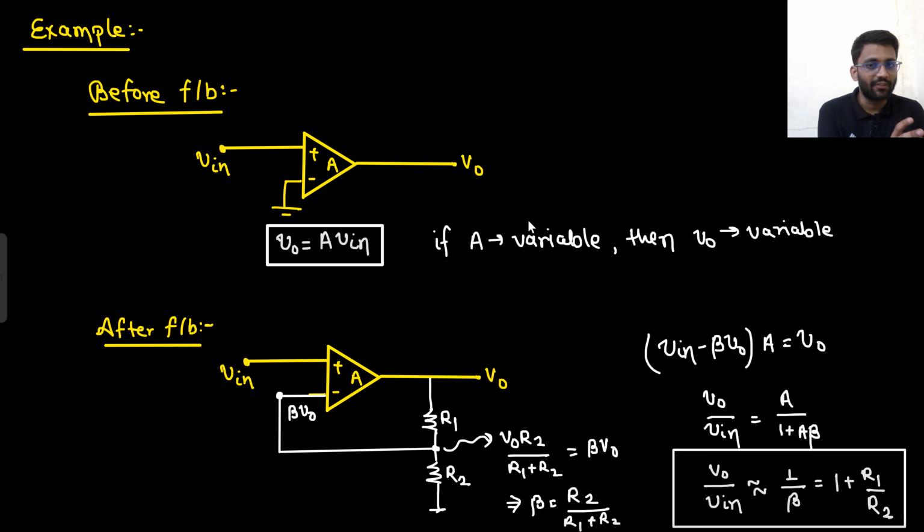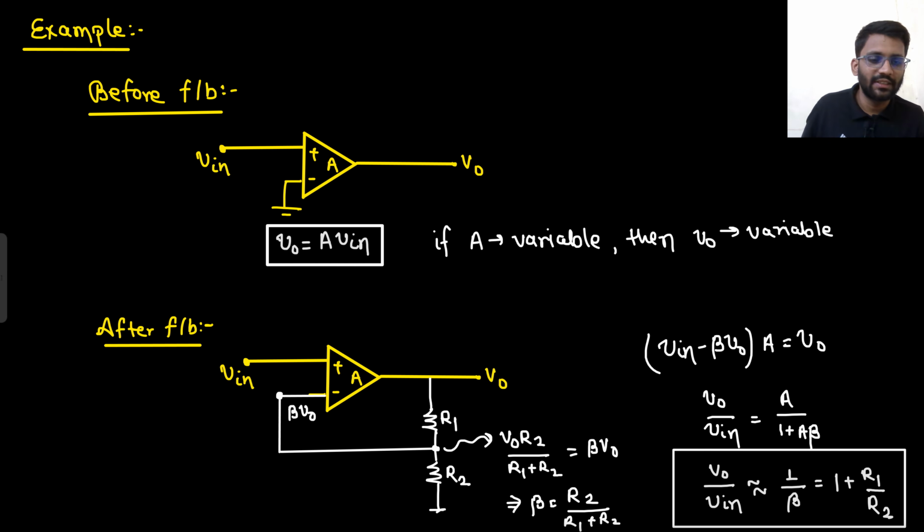But in this case, if A is variable, you can get any output, and any day you can lose your job, you can lose your degree. But here you will not lose your job, because you can tell the manager or the supervisor, sir, my gain would be 1 plus R1 by R2, and that is for sure. I have achieved the gain stability by applying the negative feedback. Say yes or no. So this was the first thing.